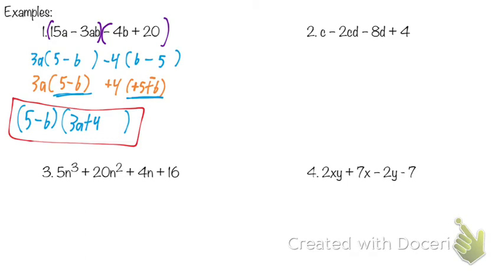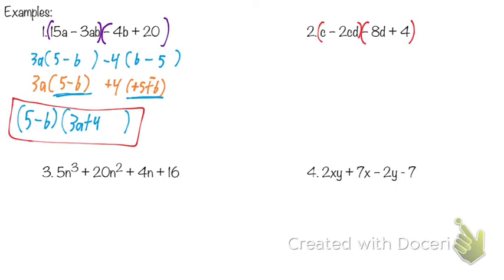Wait, let's look at number 2. Once again, there's nothing they have in common, all 4 of them. But we can group those first 2 and the last 2. Whenever we see 4 terms like this, 1, 2, 3, 4 things, we're going to want to group the first 2 and last 2. It's going to be a habit we get into. And what am I going to do with that negative sign? Keep it in the second. Very good. Put that in the second parentheses, right?